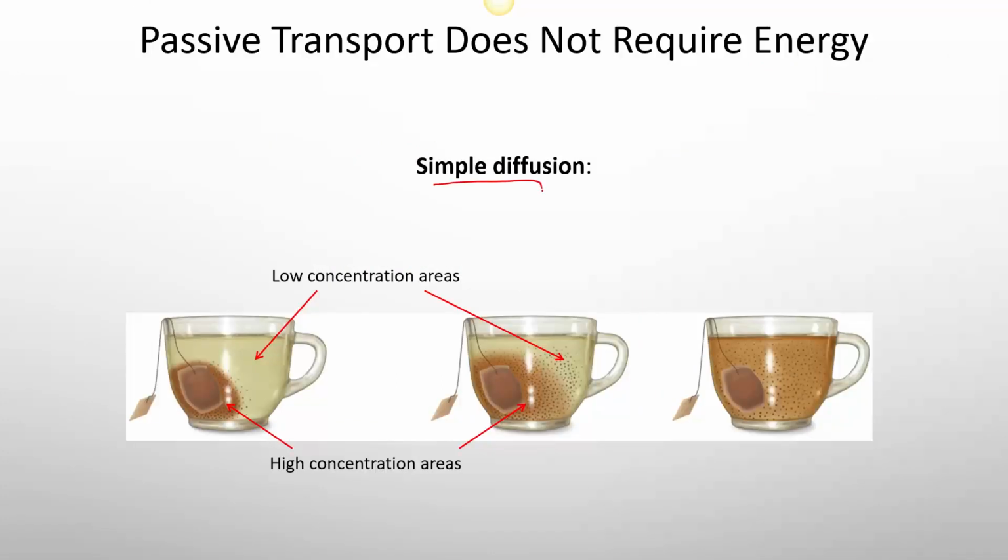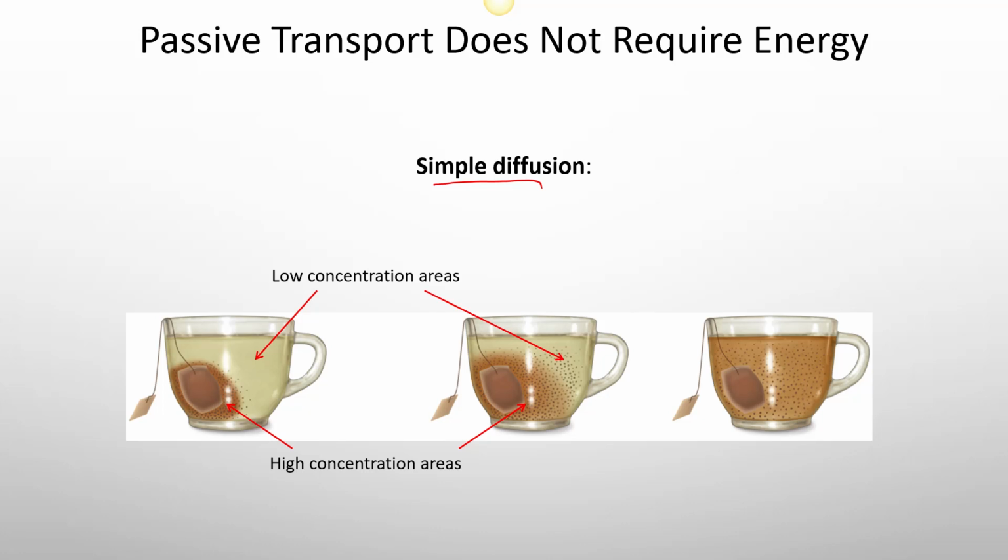Simple diffusion is a type of passive transport. But usually when we're talking about diffusion, we're talking about the movement from an area of high concentration to low concentration, and we don't have to necessarily be talking about a membrane being present.